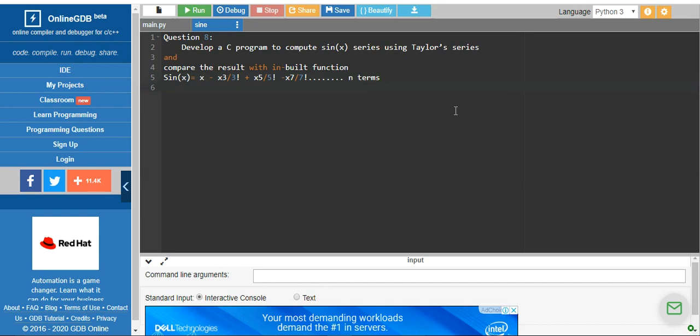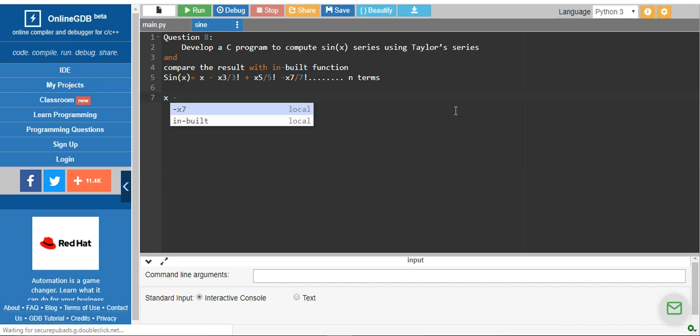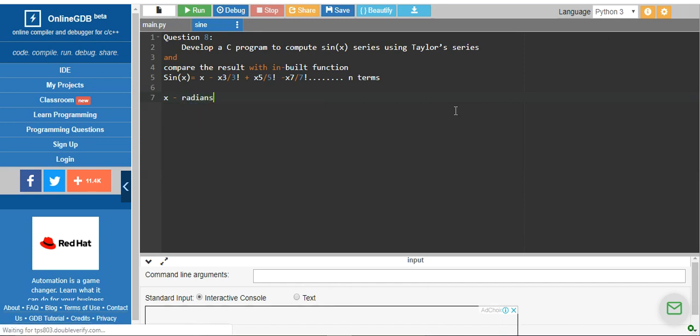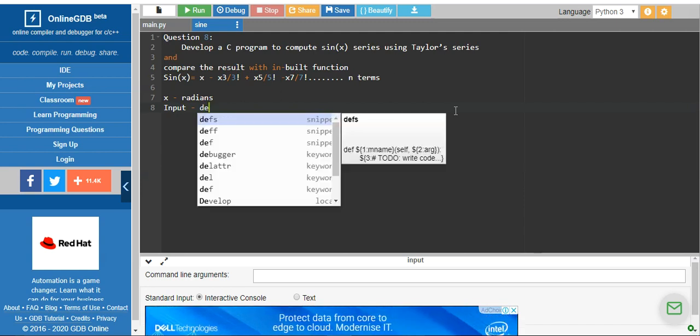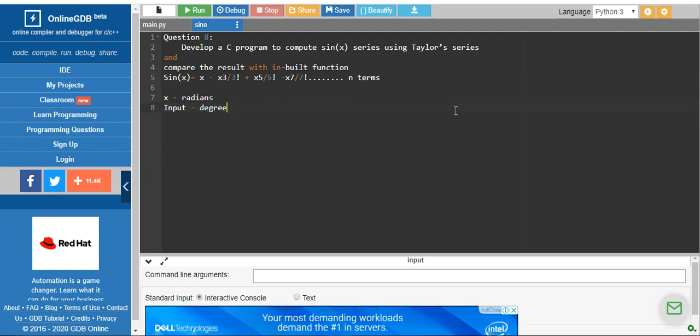Before we move on to the sine series evaluation with the C program, this x value is the input that is taken from the user. So x is actually in terms of radians, but the input taken from the user should be in degrees. Say for example, I want to know what is sine 60 degrees, sine 90 degrees, or sine 45 degrees. So the input will be in terms of degrees.